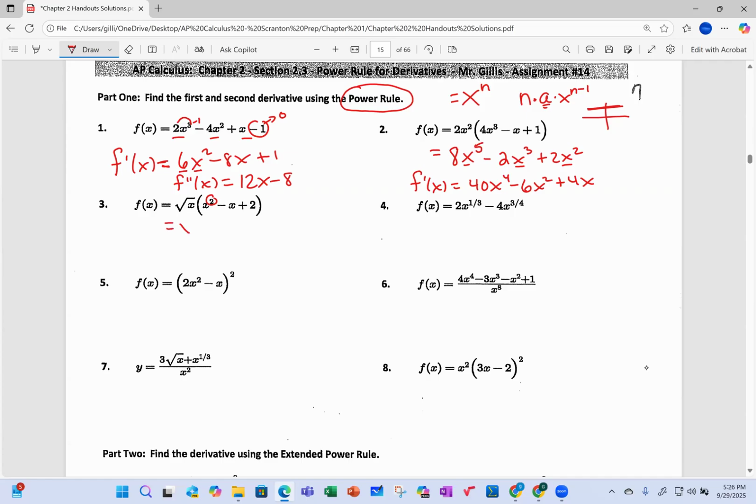In number 3, I cannot do my power rule until I distribute. I'm going to rewrite this as x to the 1/2 times x squared minus x plus 2. When I distribute, I have to add the exponents. So 2 plus 1/2 is 5/2. 1 plus 1/2 is 3/2. And 2 times x to the 1/2 is 2x to the 1/2. Notice I didn't even take a derivative yet. All I did was rewrite this product as individual terms of x to the nth power.